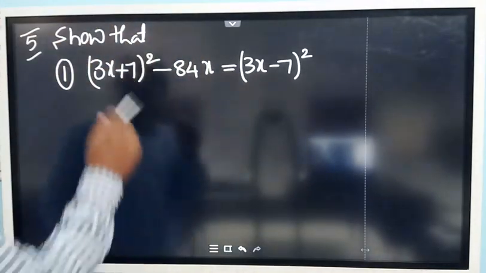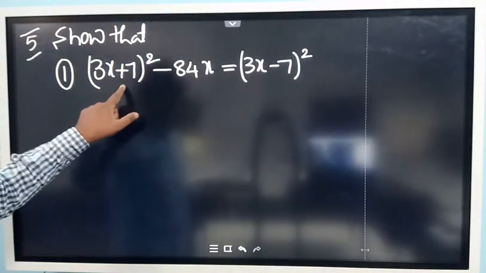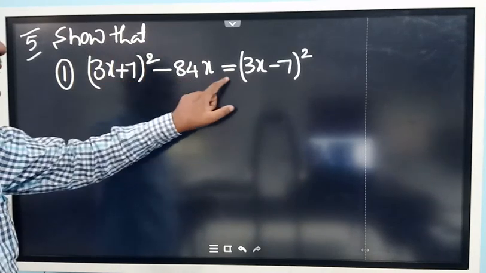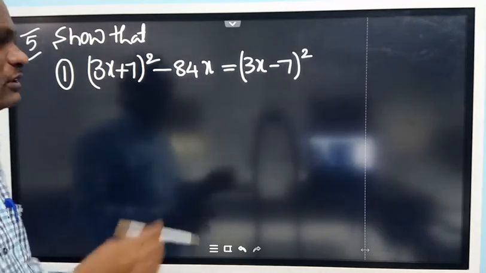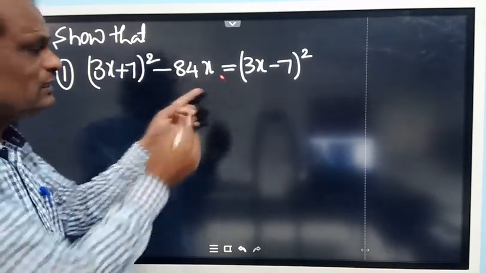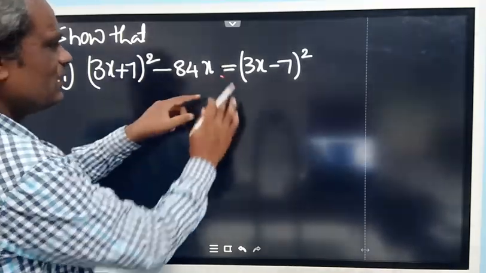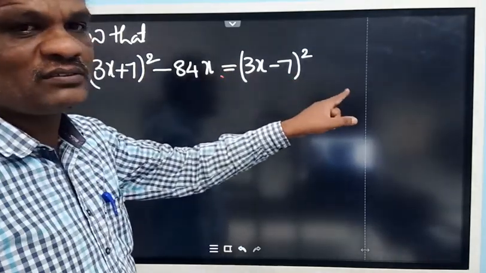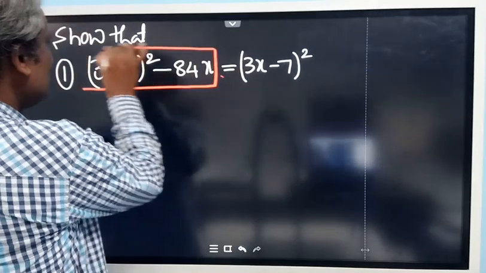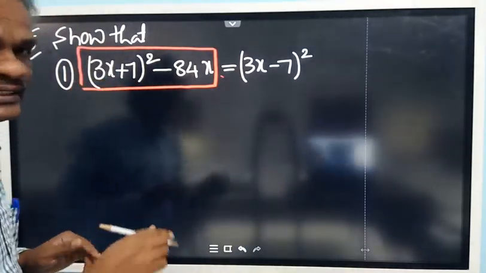Show that the given question is like this: (3x + 7)² − 84x = (3x − 7)². Whatever is there on the left-hand side of this equal sign, we call this as LHS. And whatever is there on the right-hand side, we call it as RHS. So let us take the LHS now.